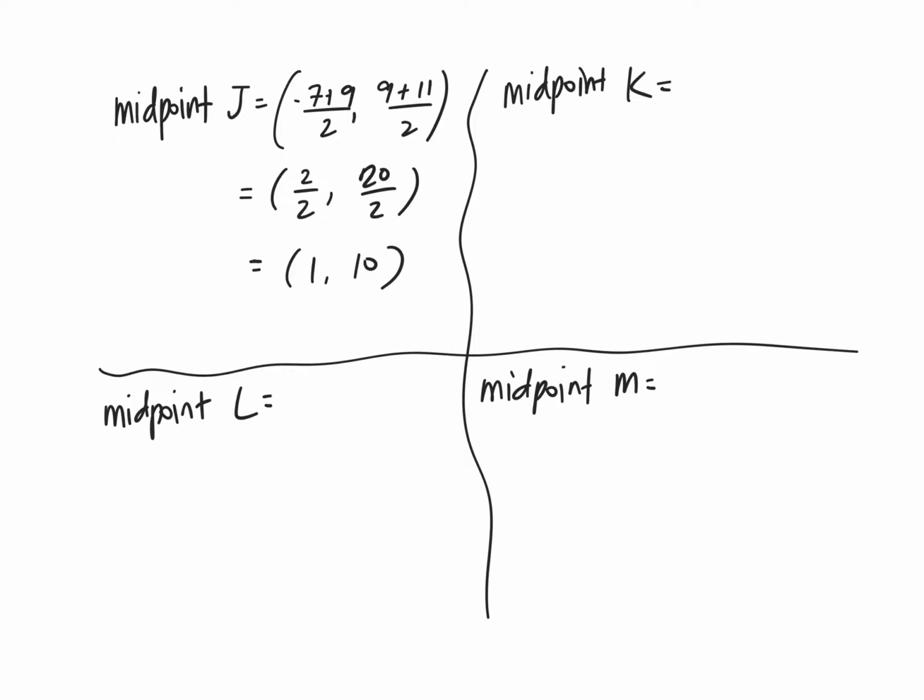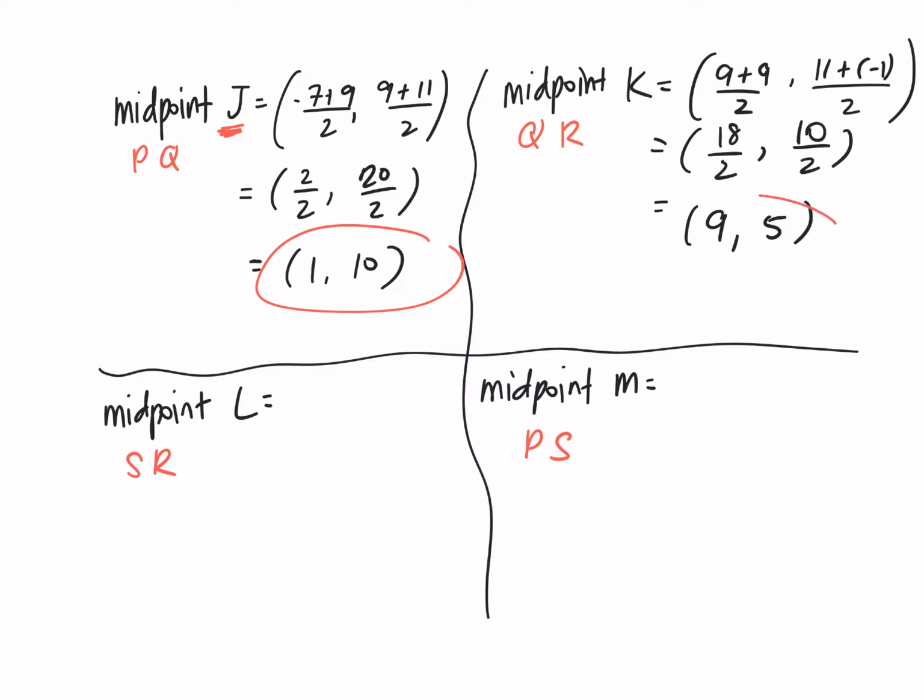So go for it. To find midpoint J, I use the coordinates of P and Q, and I found the middle point. So midpoint J is (1, 10). That's the coordinate of midpoint J. Midpoint K, you're looking at the coordinates between what? Q and R. Good. Midpoint L, you're looking at the coordinates between R and S. And then for midpoint M, you're looking at the coordinates P and S.